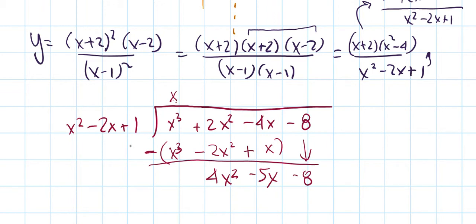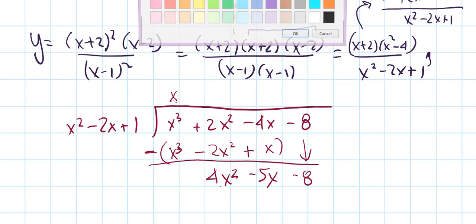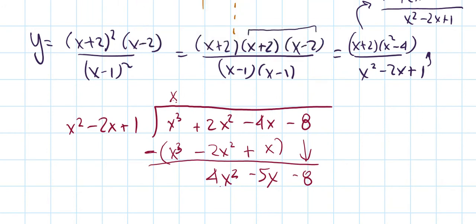Now x squared times what gives me 4x squared? I'm just going to change colors here. X squared times 4. So I'm going to do plus 4. 4 times x squared is 4x squared. 4 times negative 2x is negative 8x. 4 times 1 is 4.